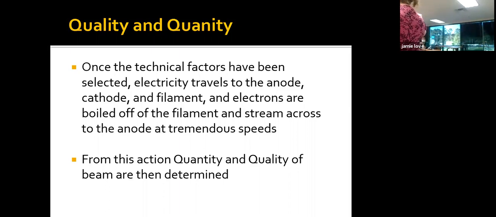The mAs that we set is the quantity, how many photons we're going to produce, how many electrons are going to be boiled off.